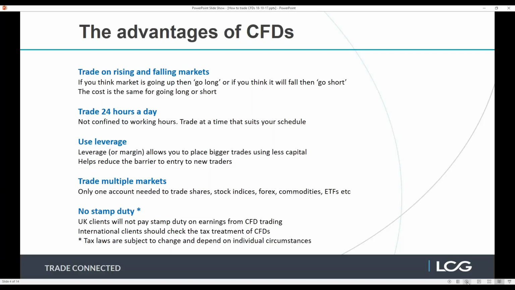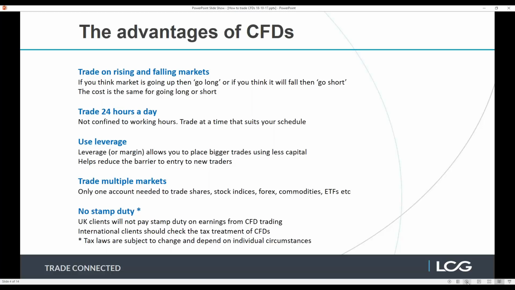Now one of the really prime advantages of trading CFDs is that you can go long the market or short the market. So if you think the market is going up, you can go long, so you can buy low and hopefully sell high at a profit. Or if you think the market will fall, you can actually sell at the top of the market and hopefully the market drops as you suspect and you buy it back again at a cheaper price. Now the cost is the same for going long and short.